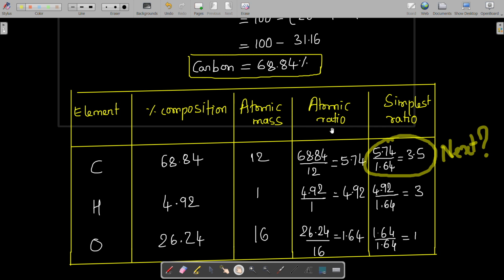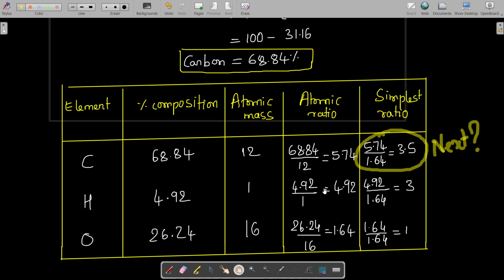How do you find the atomic ratio? Percentage composition divided by atomic mass. So you will get a certain number. One thing you remember, you will not be allowed to use the calculator in the exams. So you have to do it without a calculator. Okay, now you found the atomic ratio.